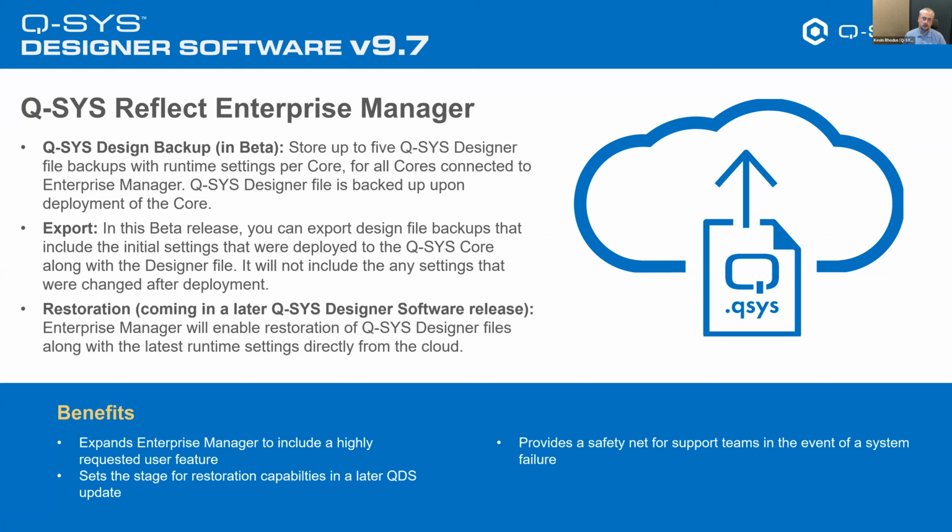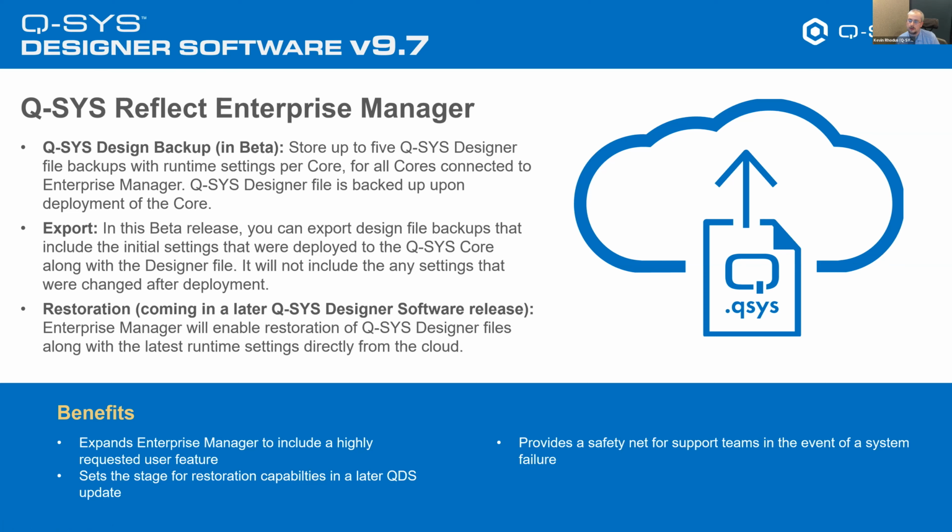Now, in this beta version, there's a couple caveats. The first is any values that change once the file's running. So if I change a gain knob, if I change the state of any control, that currently is not being backed up in this backup. So it really is sort of a snapshot of where the design file was when you pushed it. That is a feature that is coming. And the second is restoration. So coming in a later designer version is the ability to actually push that file and the latest runtime settings back from the cloud to the core. So let's take a look right now at what this looks like.